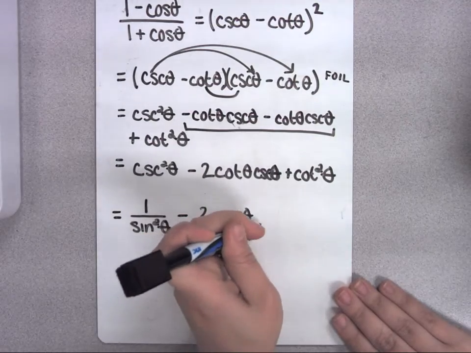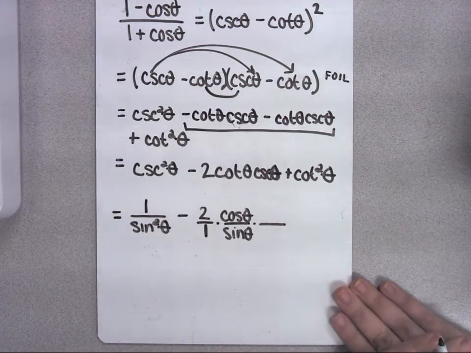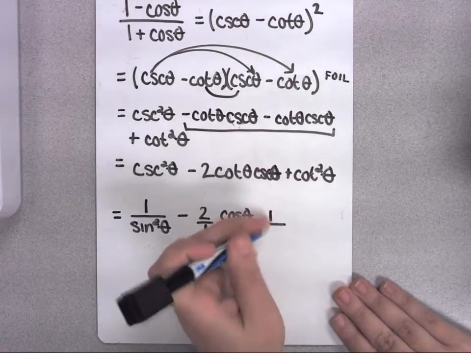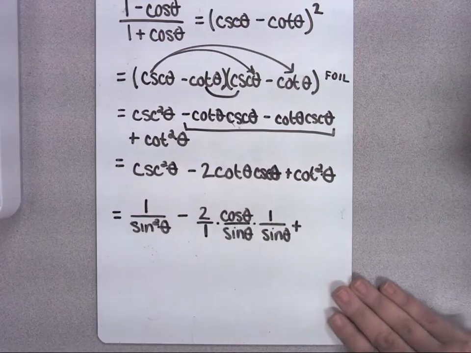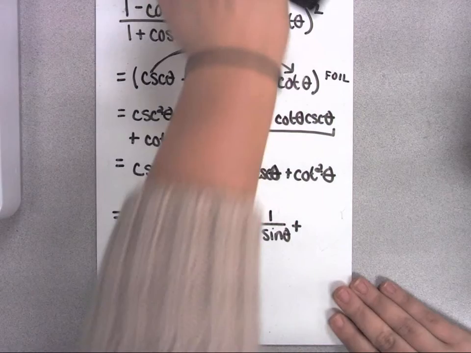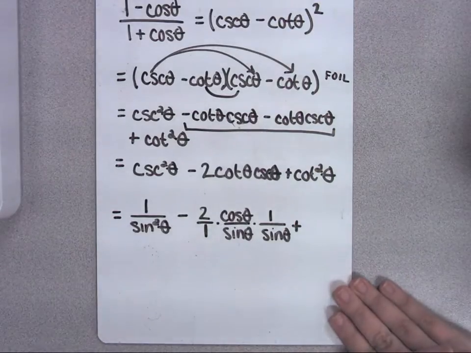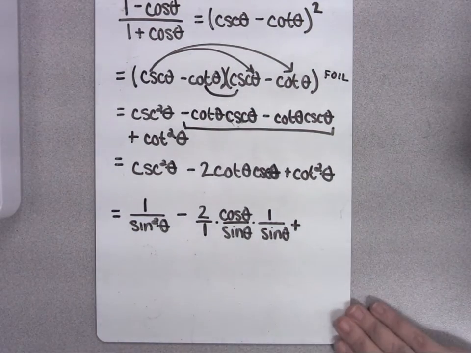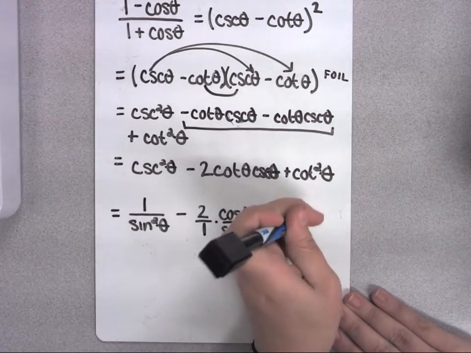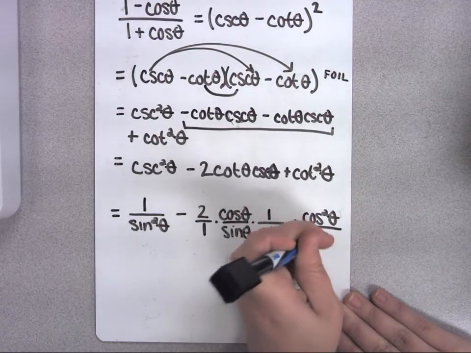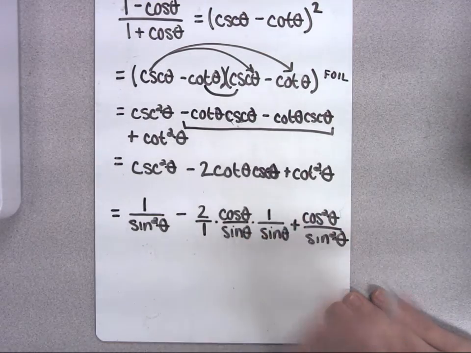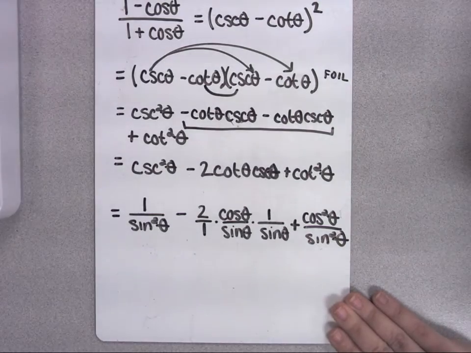This is not pretty, by the way. I apologize. Cosecant again: 1 over sine, same thing without the squared. And then cotangent squared: cosine squared over sine squared. Looks like a lot of crap, doesn't it?